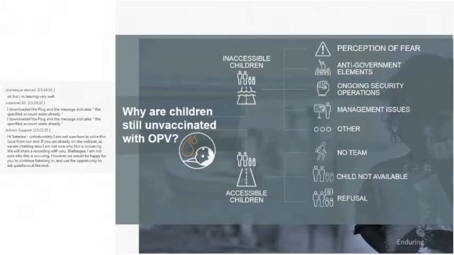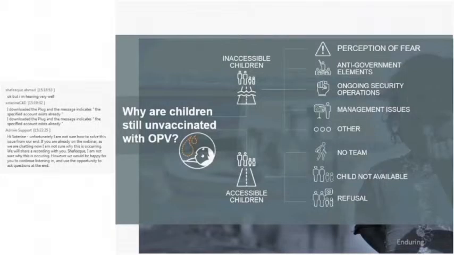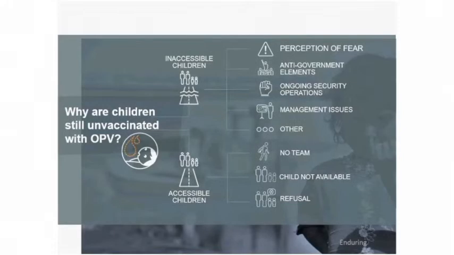But when you're thinking about people who aren't vaccinated, so we're thinking about why people may not be vaccinating their children, I think there's two ways to think about this particular issue in the experience. One, you have inaccessible children. For whatever reason, they're in a part of the country that can't be reached. And so they become inaccessible because, one, there's a perception of fear. People think there's something wrong with the vaccine. If they vaccinate the child, there'll be some negative repercussion to them or their family members.